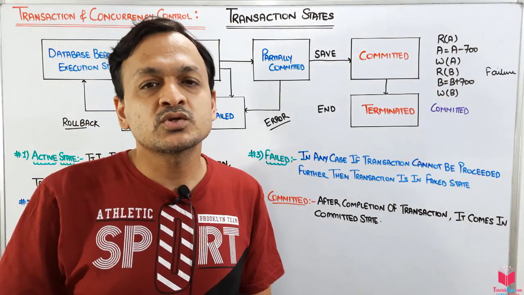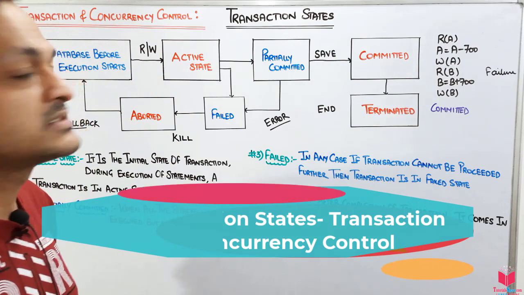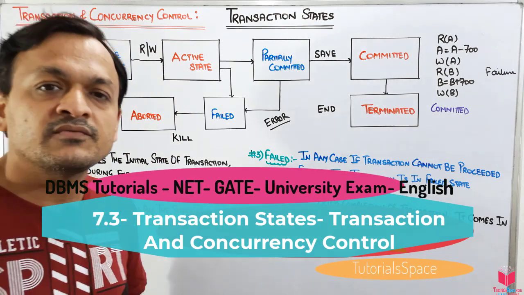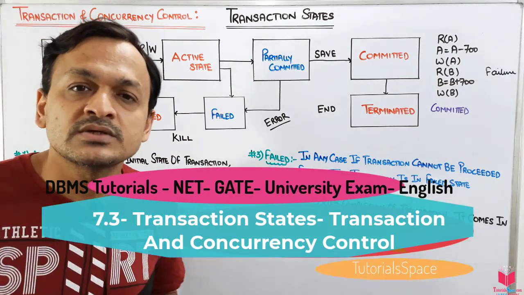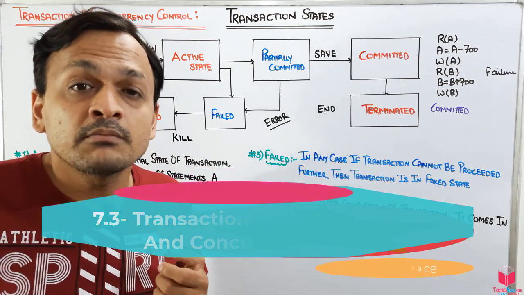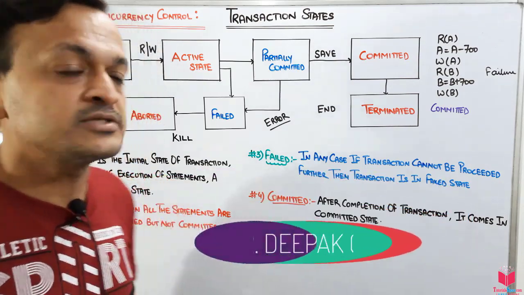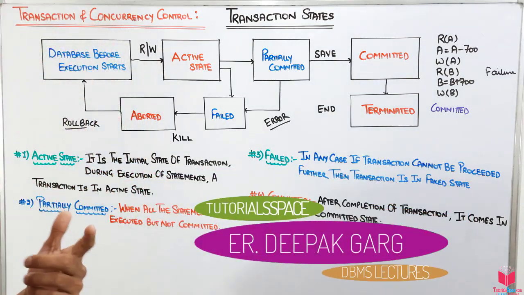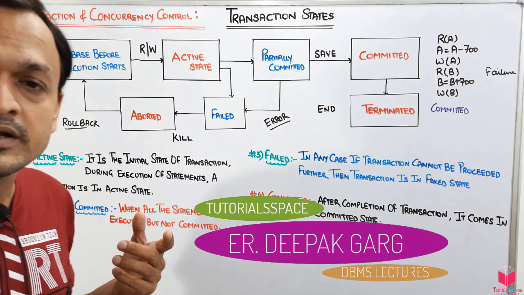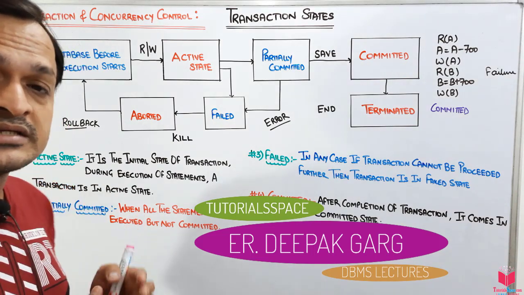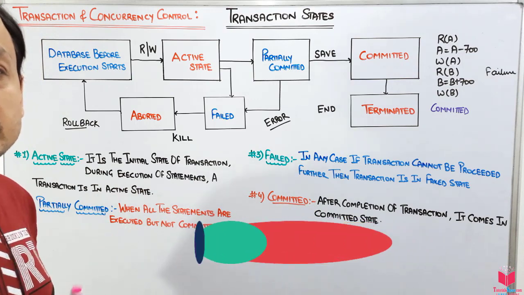Hello guys, today we will discuss transaction states. We have already discussed what exactly a transaction is. A transaction is a unit or a part of a program during execution. So let's see what exactly a transaction state is, what the different states of a transaction are, and how a transaction moves from one state to another and on what basis.